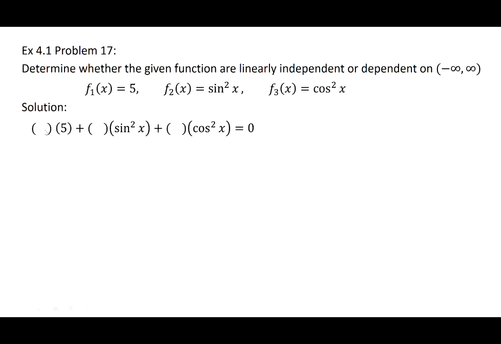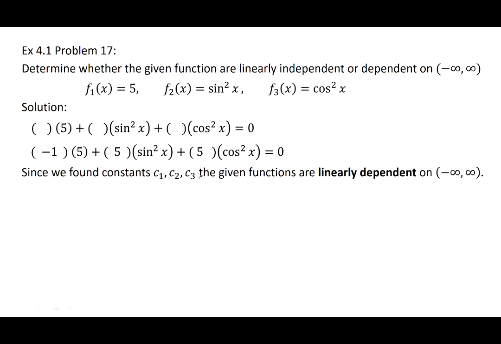But what should we put here so that it becomes negative 1, which adds up and gives us 0? How about negative 1/5? Right? We could do that. Or, what did I do? I put negative 1 for C1 and 5 and 5 for C2 and C3. That would work. Right? So, we have found these constants. So, these three functions are linearly dependent on negative infinity to infinity.